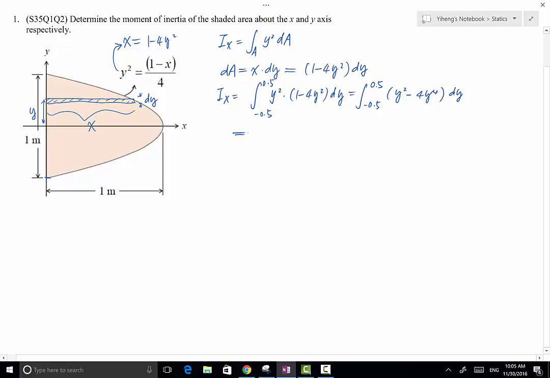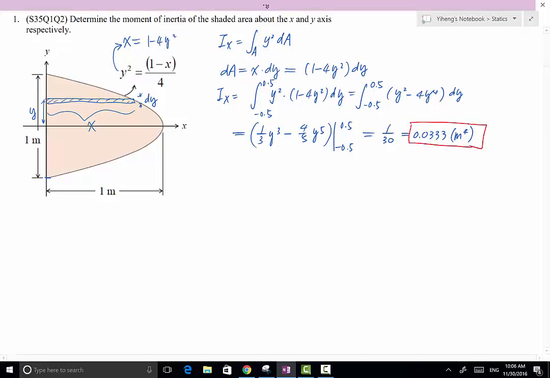So we integrate that. That equals 1/3 y to the third power minus 4/5 y to the fifth power, evaluated from negative 0.5 to positive 0.5. And after the evaluation, that equals 1/30, or 0.0333 in the unit of meter to the fourth power. That is the unit for area moment of inertia, which is length raised to the fourth power. So that's the first thing done.